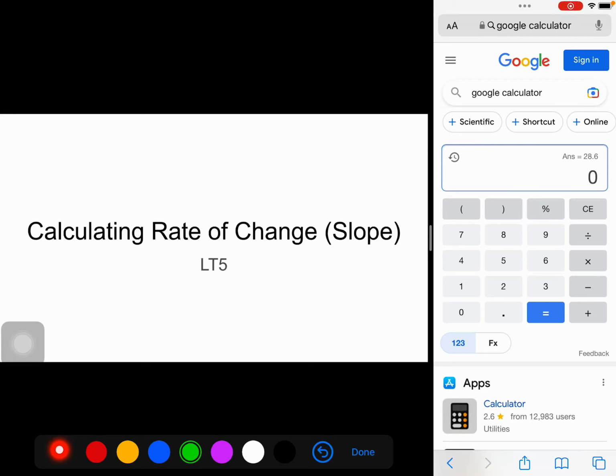All right, team, we are looking at learning target 5 here, calculating rate of change, or essentially the slope of a graph. Because we know we're calculating, I did already pull up my Google calculator, so I had that ready to go. So have yours handy, split screen on your desk, whatever you need to make this happen.